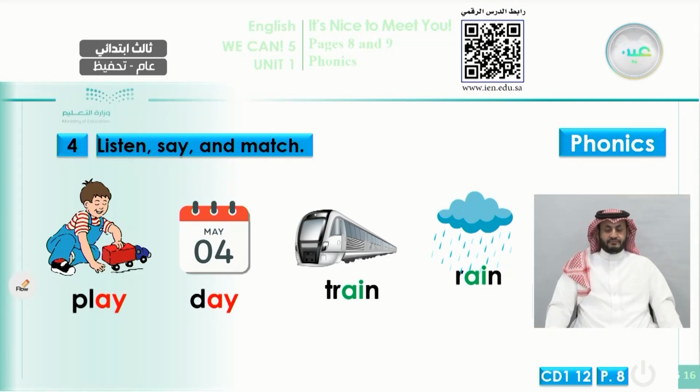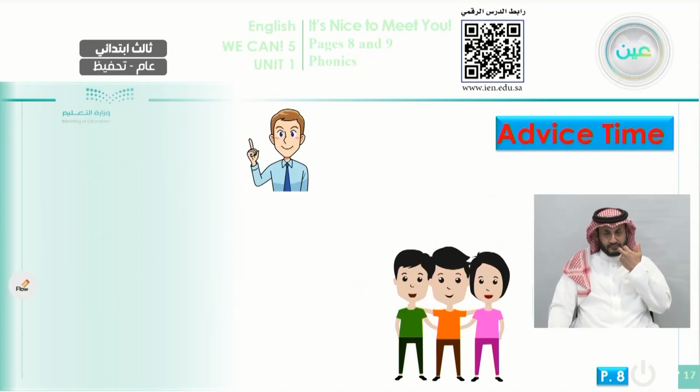Exercise 4. Listen, say, and match. Listen to words with AI and AY. They make the same sound. A. Let's practice. Number 1. Rain, rain. Number 2. Train, train. Number 3. Play, play. Number 4. Day, day. Now, match words and pictures.